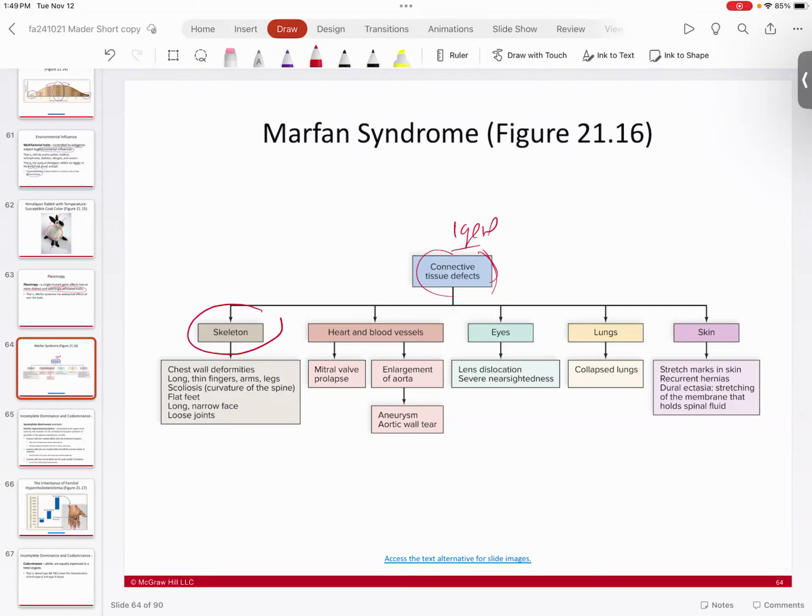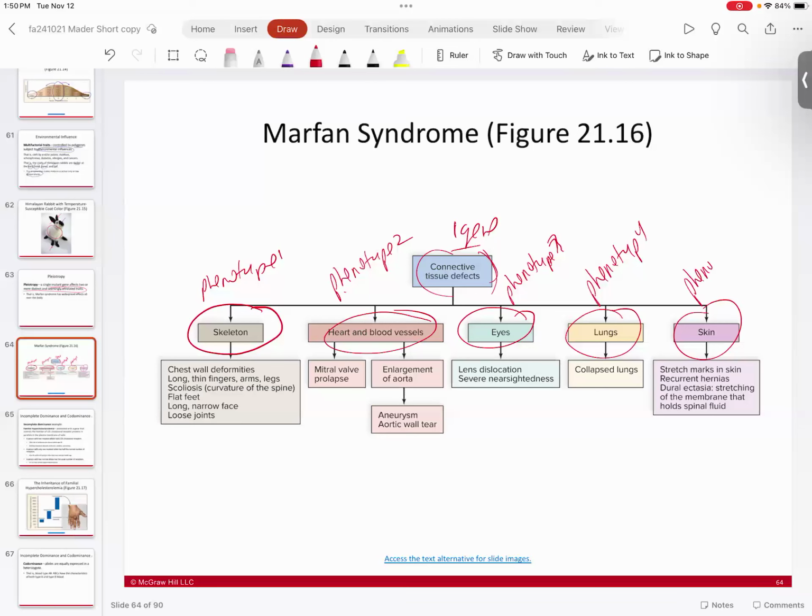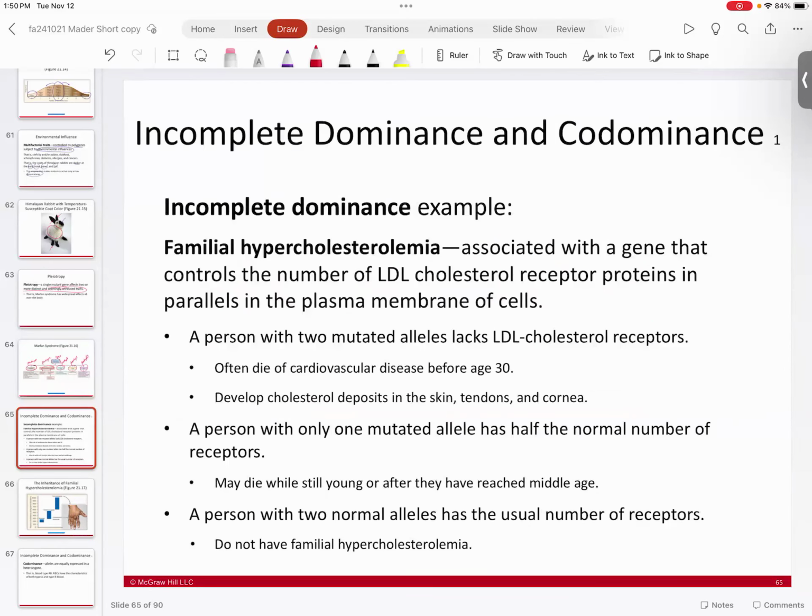For instance, you're going to have a set of symptoms in the skeleton. This is one phenotype. You're going to have cardiovascular symptoms. That's another phenotype, so that's phenotype 2. You're going to have a situation with the eyes, right? With the lenses of the eyes. That's phenotype number 3. The lungs are going to have a phenotype, so that's phenotype number 4. And then, of course, you have a skin phenotype. That's phenotype number 5. So you have 5 different phenotypes from one gene. That's pleiotropy.